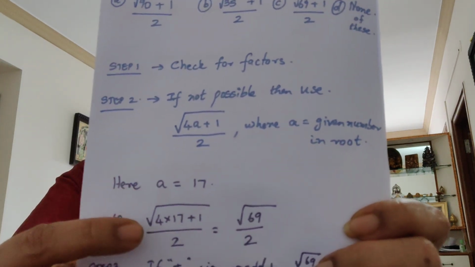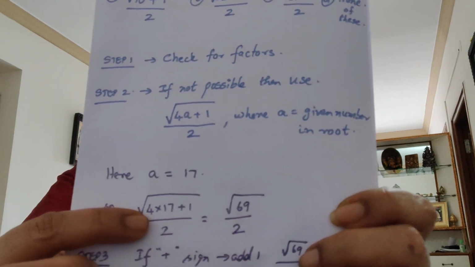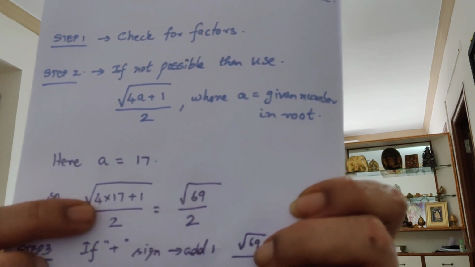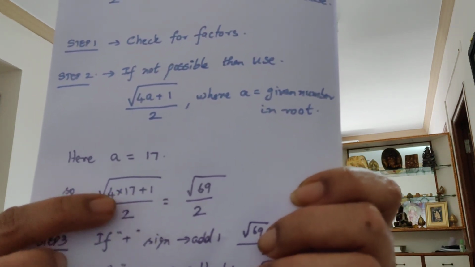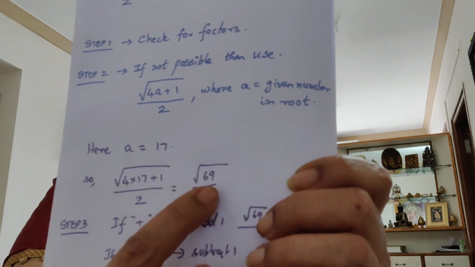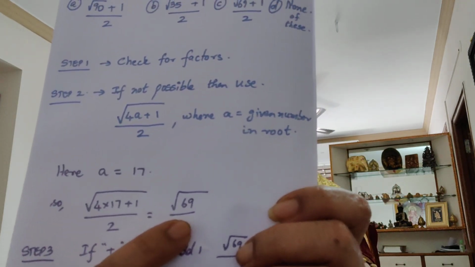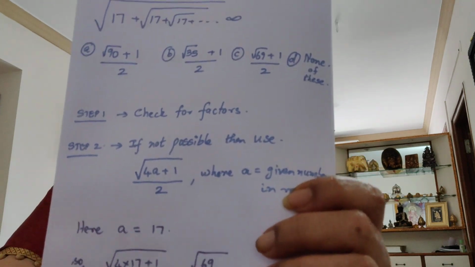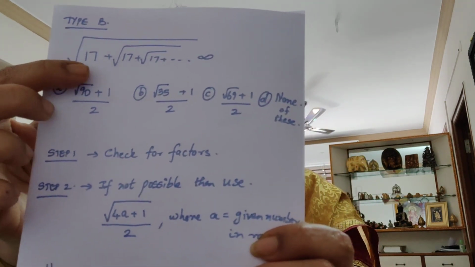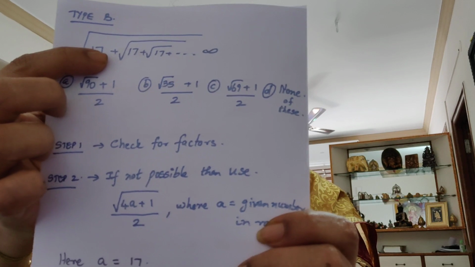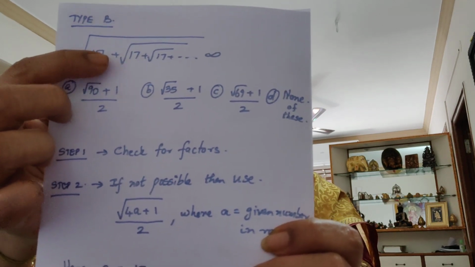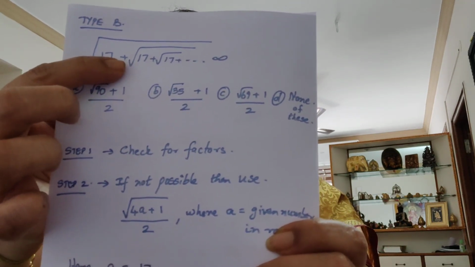So here you will have 4 multiplied by 17 plus 1 divided by 2. So 4 multiplied by 17 will give you 68, plus 1 is the root of 69 by 2. Remember, that is not your answer. You will have to go back like we did in step 3 of the earlier type to see if this is a plus sign or a minus sign. So here we have this as a plus sign.